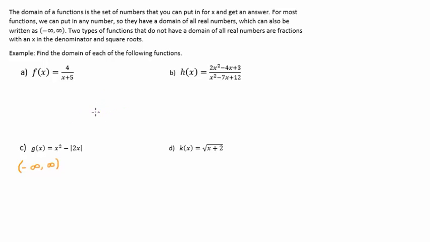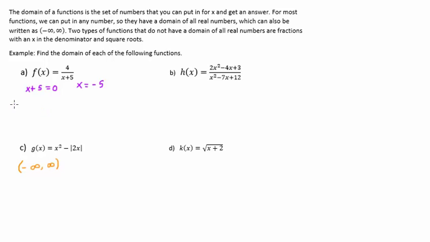The problem with fractions is that if I get zero on the bottom somehow, then I have a problem because I can't divide by 0. So with fractions, what we do is we set the denominator equal to 0 and we solve. In this case, I would subtract 5 from both sides and get x equals negative 5. So I'm allowed to plug in any number I want except for negative 5.